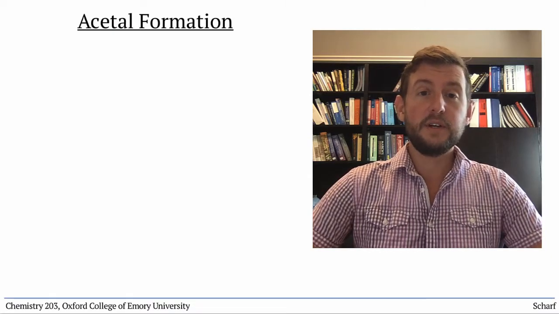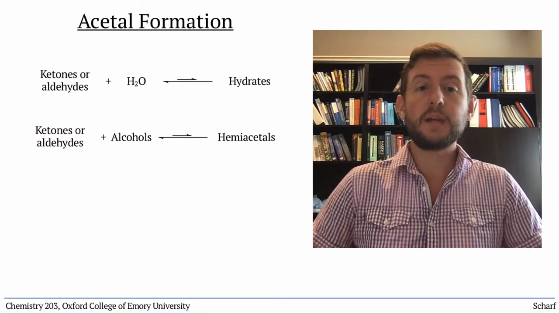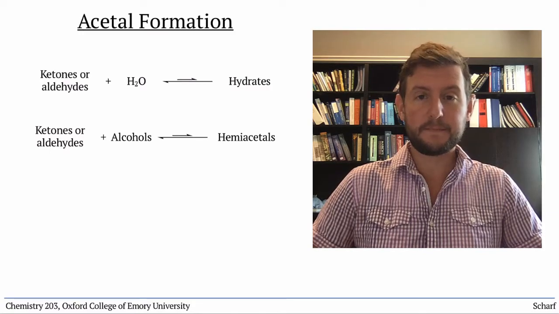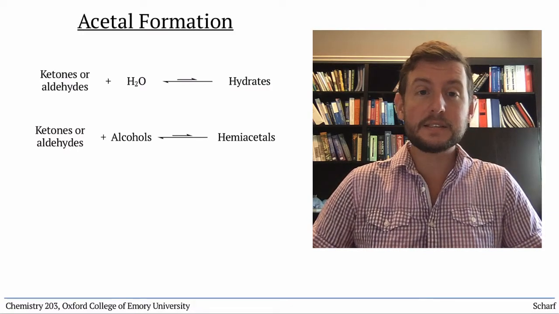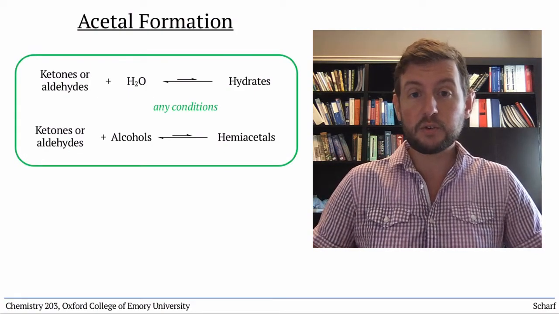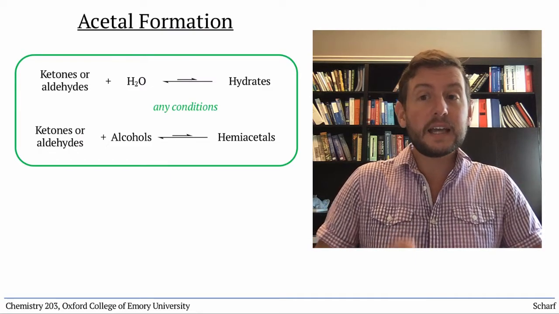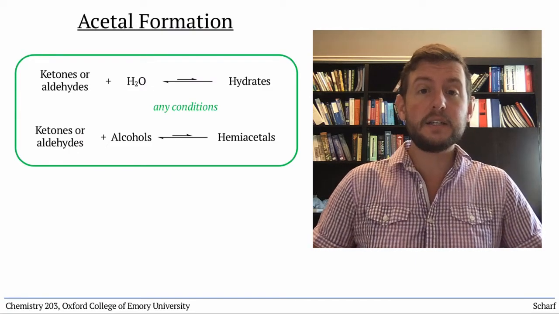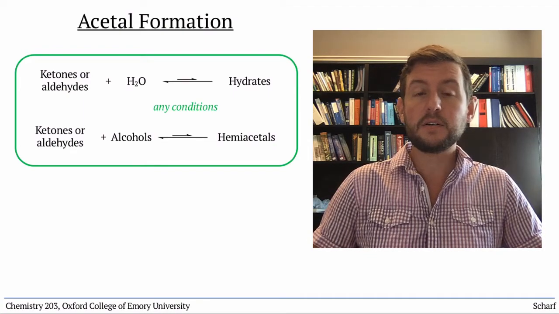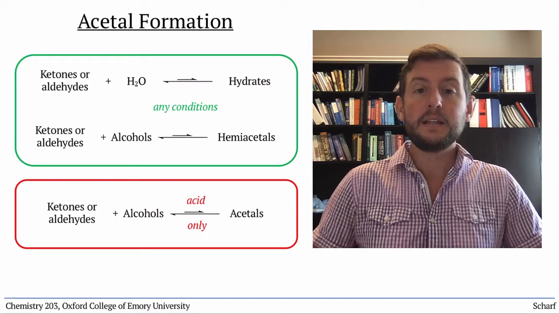In the last video, you saw the formation of hydrates and hemiacetals from the reaction of ketones or aldehydes with water or alcohols, respectively. Hydrates and hemiacetals are formed in small quantities under any conditions, neutral, acidic, or basic. However, under acidic and only acidic conditions, the reaction between a ketone or aldehyde and an alcohol goes further. It produces an acetal. Let's examine how this works.